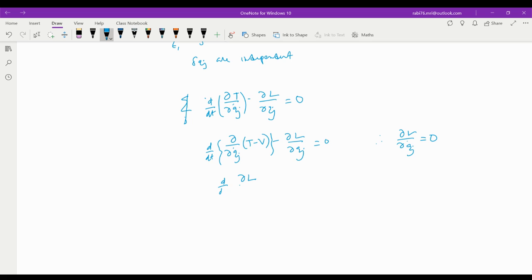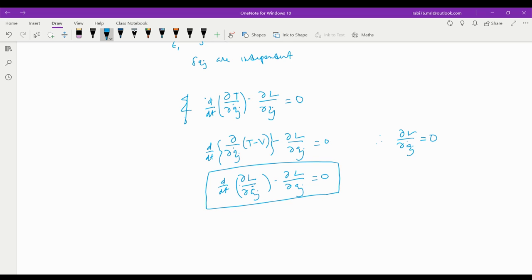So d/dt of ∂L/∂q̇_j minus ∂L/∂q_j equals 0. So this is the Lagrange's equation. So we have derived Lagrange's equation from Hamilton's variational principle.